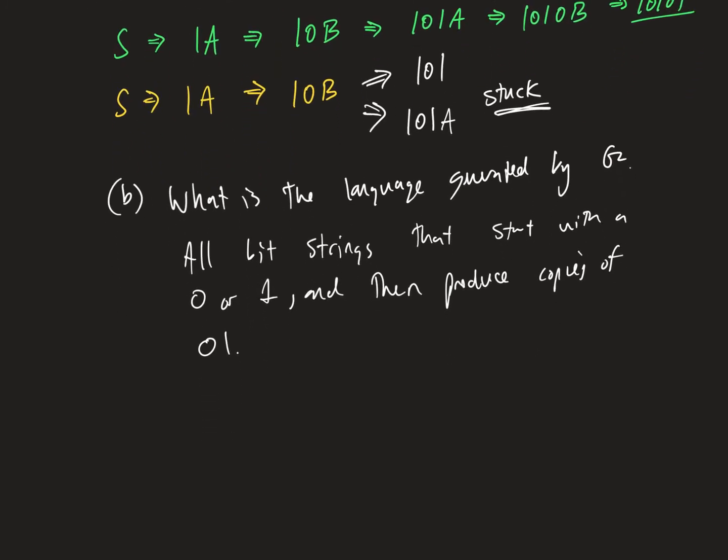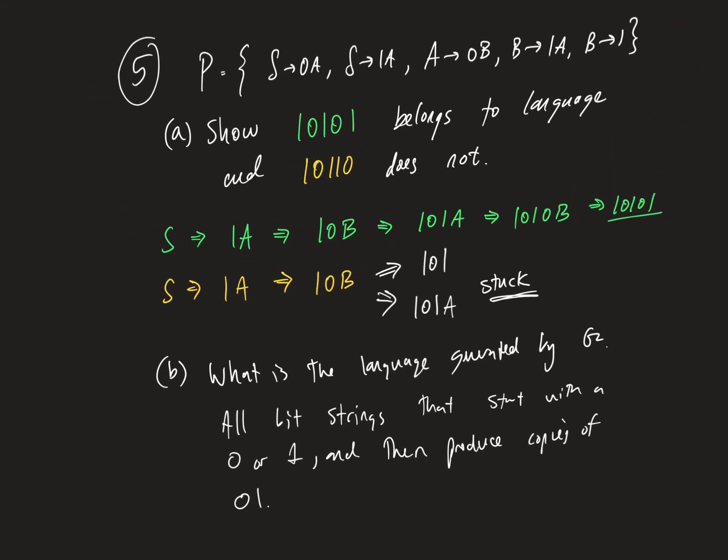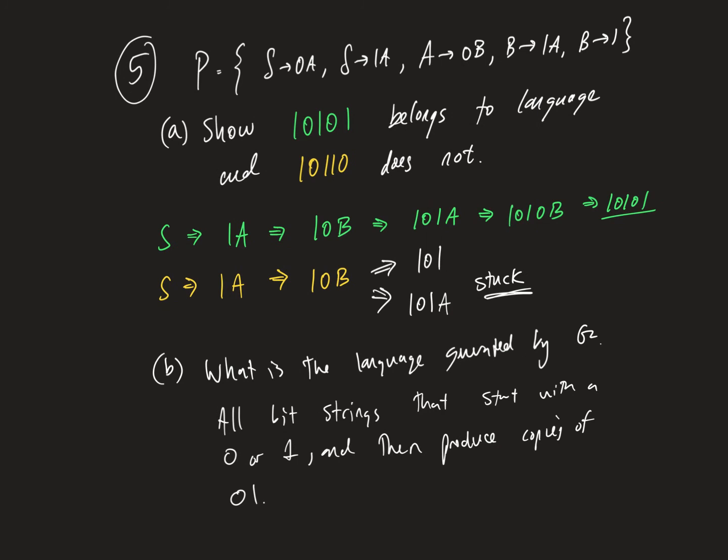So it's really the language, I guess 0. Well, we haven't learned that notation yet, so I'll just stop here. We start with a 0 or 1, and then we have to keep producing copies of 01 over and over again. Okay, that's what these three productions do. They just continually construct 01s over and over again until we stop at the last one. Okay, so let me know if you have any questions about that.